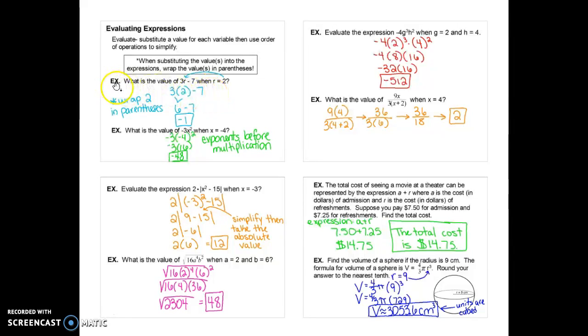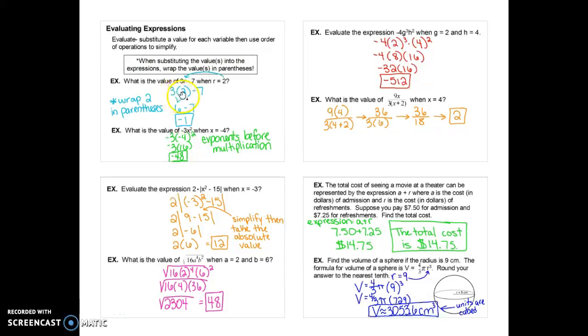Okay, so example number 1, what is the value of 3r minus 7? So that's our expression, 3r minus 7, when r is equal to 2. Okay, so they're giving us the r value of 2, and they want us to know what the value of the expression is going to be. So now I'm going to substitute this 2 in for r. Okay, so I'm going to replace that r with a 2.